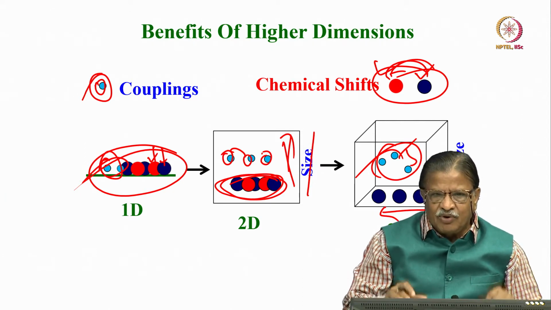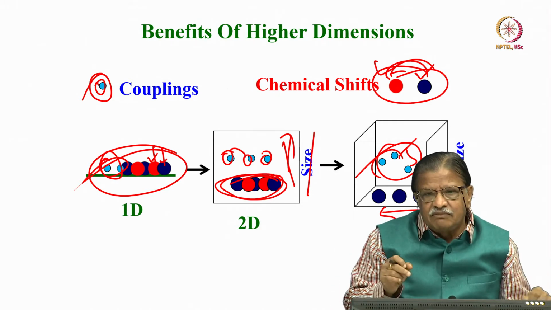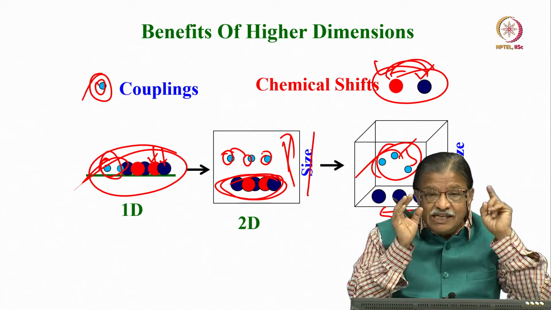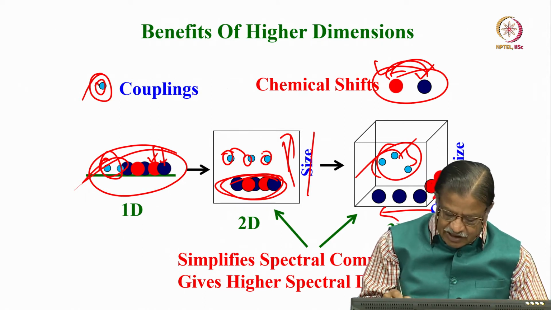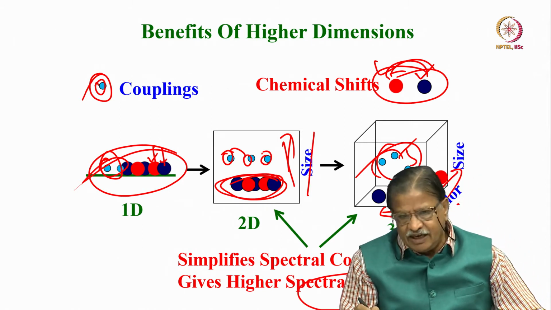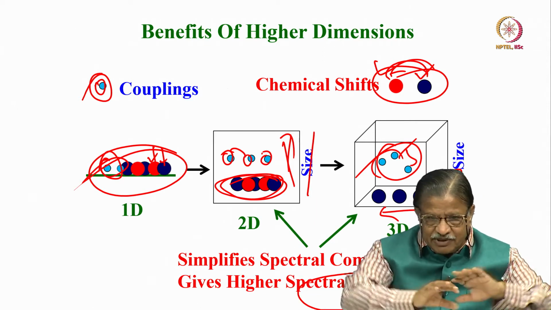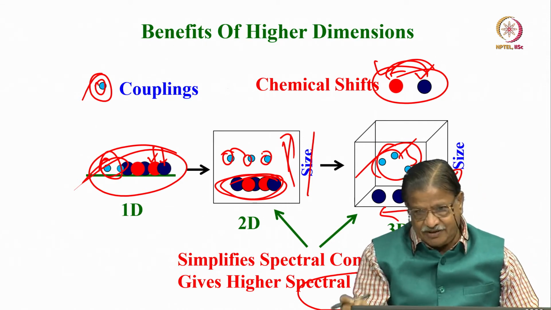That is what happens. As you go to higher and higher dimension, you get benefits of resolution, benefits of information content spread in different dimensions. Easily you can extract the information. So it simplifies the spectral complexity as you go to higher and higher dimension because of higher dispersion. You spread the information content in different dimensions.